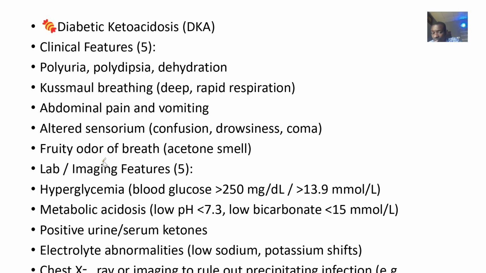So for the lab or imaging features, you see that there's hyperglycemia, so glucose levels are actually shooting up so high, more than 250 milligrams per dl. Metabolic acidosis, so the pH of the body is actually going below 7.3. So positive urine ketones, you see ketones in urine, that's ketonuria. They also see ketones in the serum, or ketones in blood, that's ketonemia. Okay, so electrolyte abnormalities, and all of that.